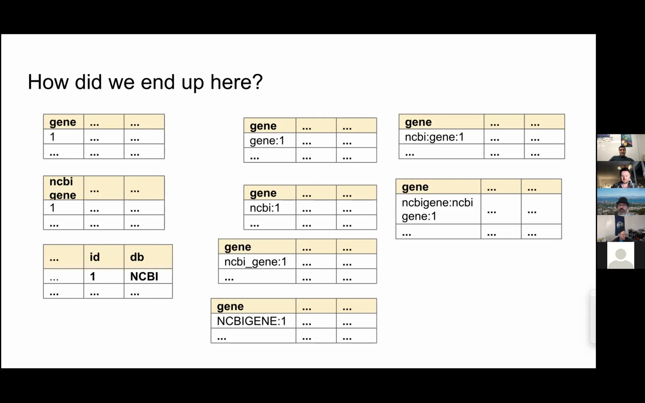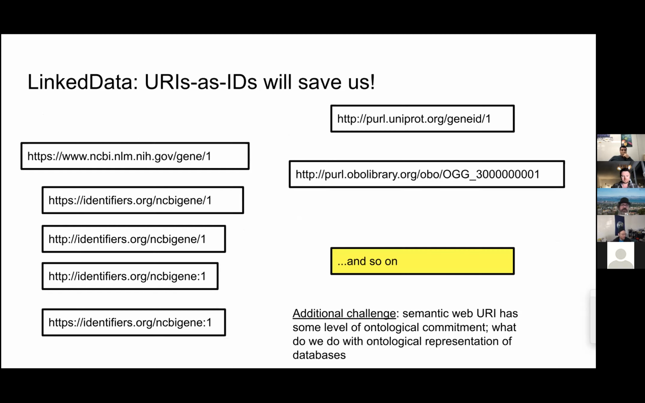So we've all seen this, where every single permutation there is to write an identifier, we've come up with it. So really at the end of the day, for a while many of us thought, okay, this is great. This is what the semantic web is for.